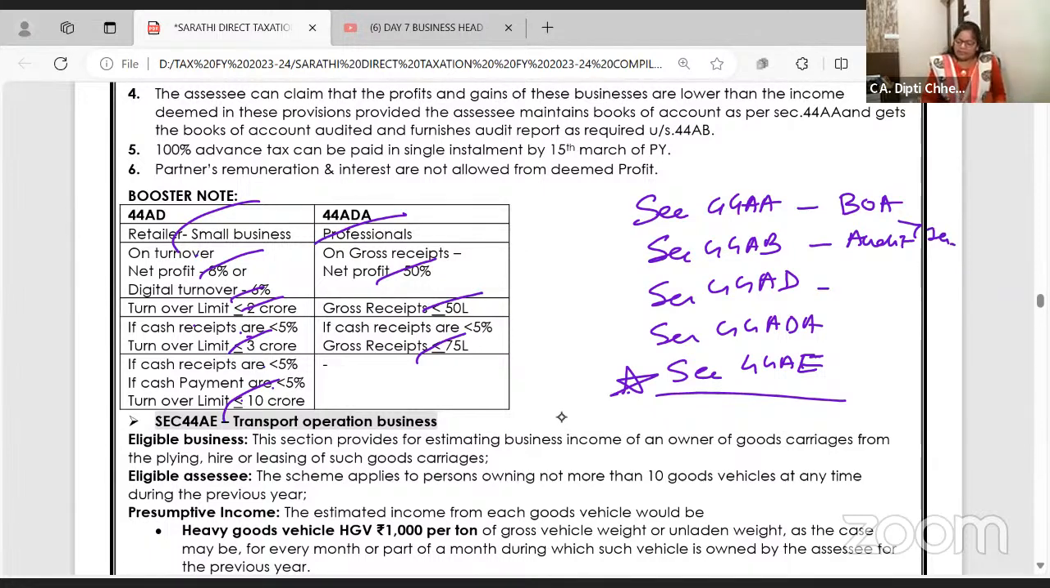44AD. There the turnover is 2 crore, 3 crore, 10 crore. 44ADA professionals, 50 lakhs. Some cases, 75 lakhs. So these are all the sections.